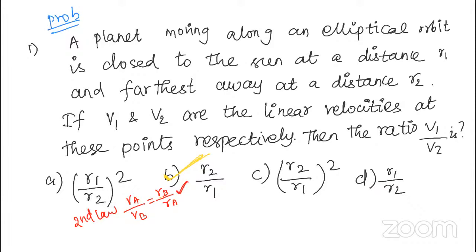Okay, let us now go for the second one. Keep in mind that here it is A, so the radius will be B. Here it is B, so the radius will be A. So V1 by V2, the answer is automatically reversed: R2 divided by R1. So this is the correct one.